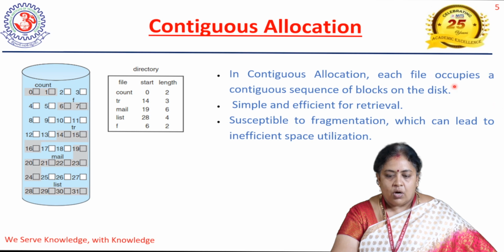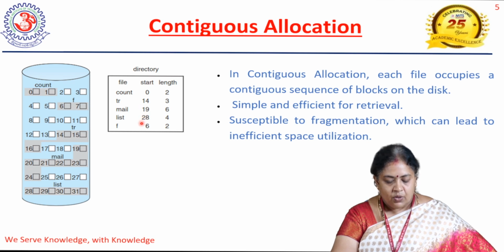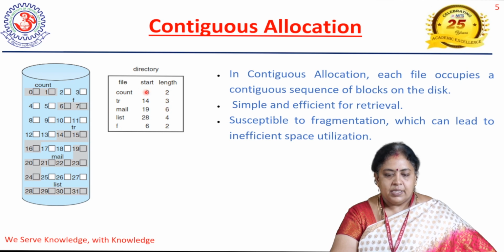So each file occupies a contiguous sequence of blocks on the disk. In the directory structure, we maintain the name of the file, the starting address where the file has been allocated, and the length of the file in blocks. For example, mail is the name of the file. It has been allocated starting at the 19th block, and it occupies 6 blocks contiguously. So 19, 20, 21, 22, 23 and 24. These are the mail file.